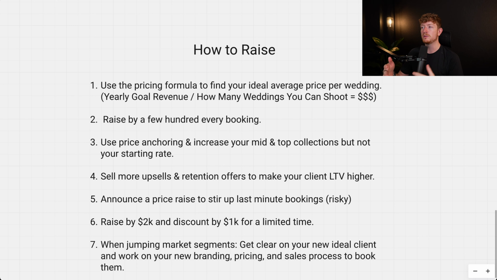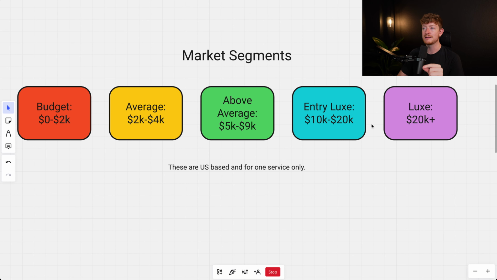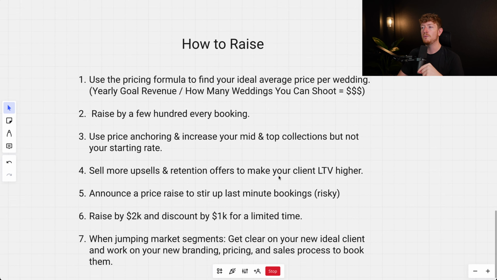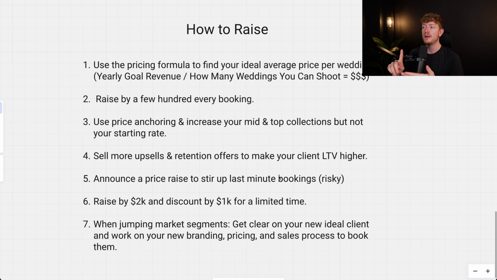So for example, let's say easy math. Let's say you want to do 30 weddings a year. That's the most you can shoot without getting burnt out. Cool. 150 divided by 30 is 5K. So that's 5K per wedding on average. So that means, okay, cool. Now we know what our goal is for our average price per wedding. We know the market segment that falls into. So now we know, number 1, who to brand for, and we know how to structure our pricing.